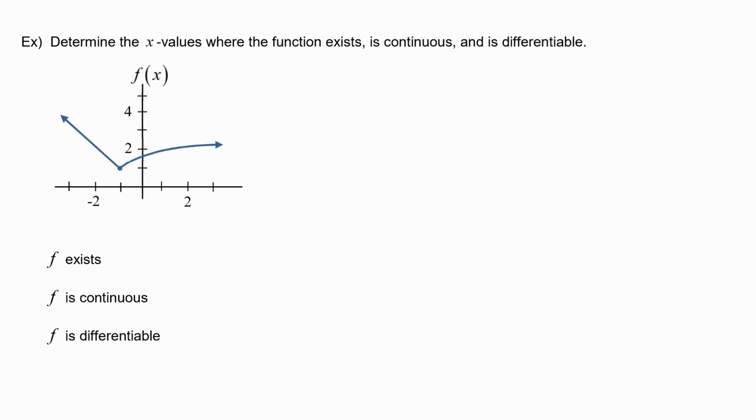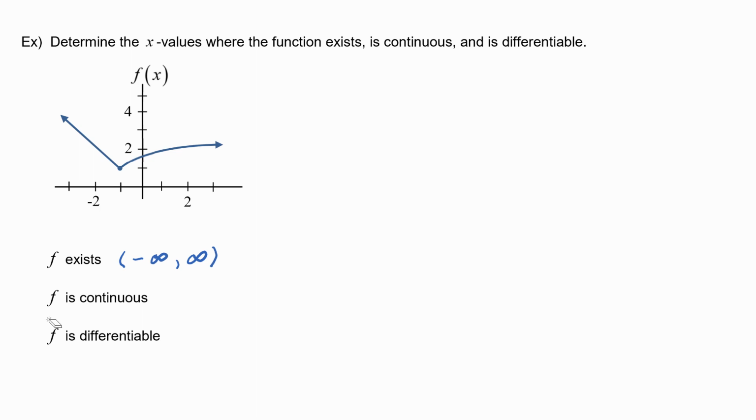In this example, determine the x values where the function exists, is continuous, and is differentiable. Here we have a graph of f of x. When we determine where f exists, that means we are looking for the x values that we are allowed to plug into the function, and it will result in a y value. And since there are no x values that we are not allowed to plug in, that means f exists everywhere from negative infinity to positive infinity.